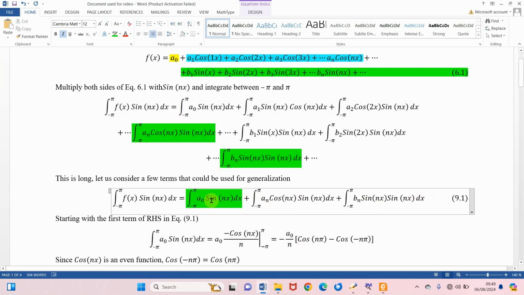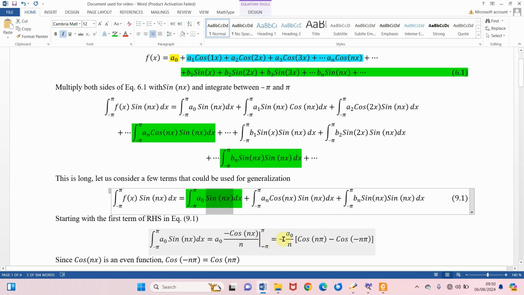This is the first one. So we need to evaluate this integral. We integrate: a naught is a constant, so it can come outside. By the time you integrate sin nx, it will give you minus cos nx divided by n. Then you evaluate from minus pi to pi.